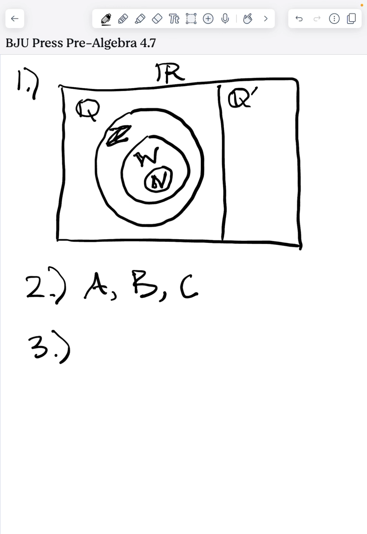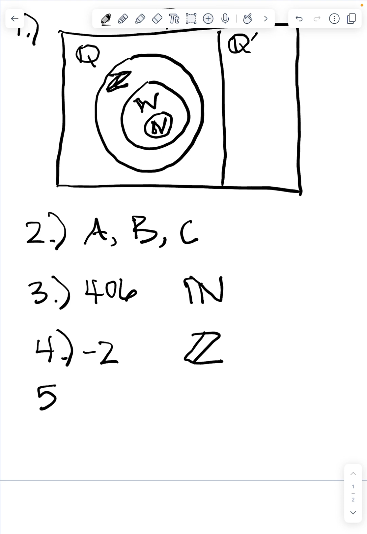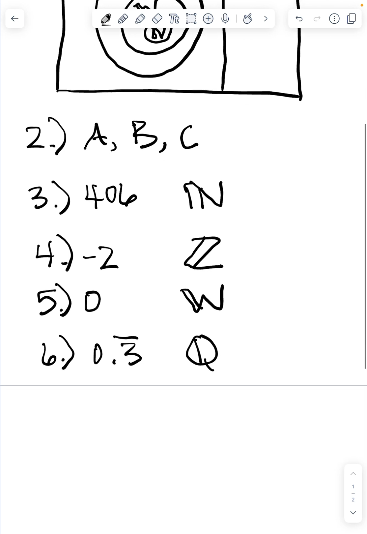So number 3, the number 406, this is a natural number. Number 4 is -2. This is an integer. Number 5, 0. This is most specifically a whole number. Number 6, 0.3 repeated. Repeaters are rational.